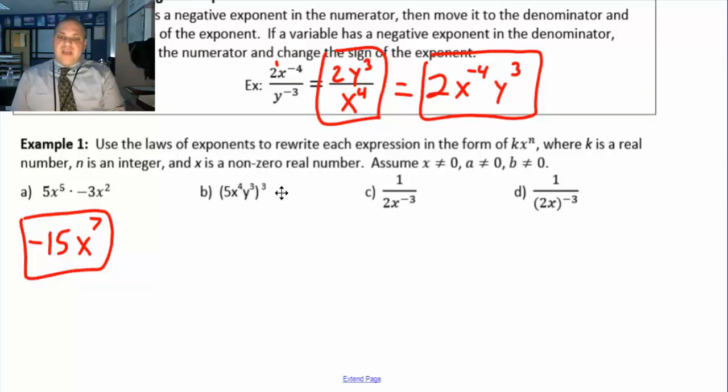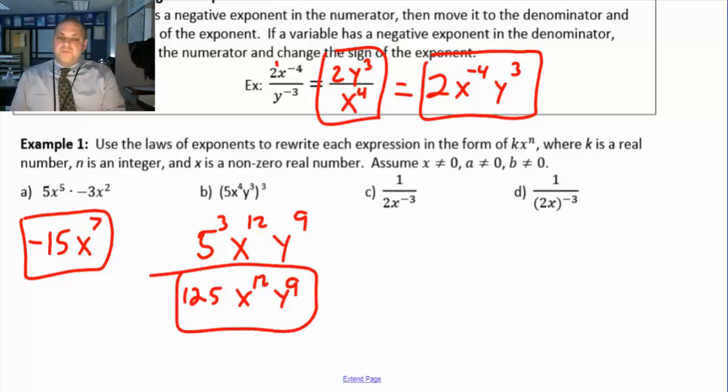Here we have 5. Everything's to the third. So 5 to the third, 125. Actually, let me write that out. I don't want to confuse you. 5 to the third. X to the fourth to the third is x to the 12th. And then y to the third is y to the 9th. That's using the raising it to a power rule. And then 5 cubed is 125. So 125 x to the 12th y to the 9th would be your final answer there.